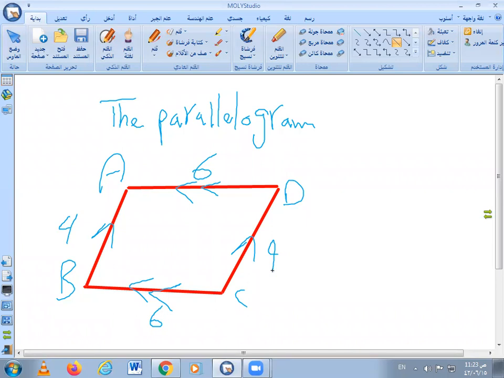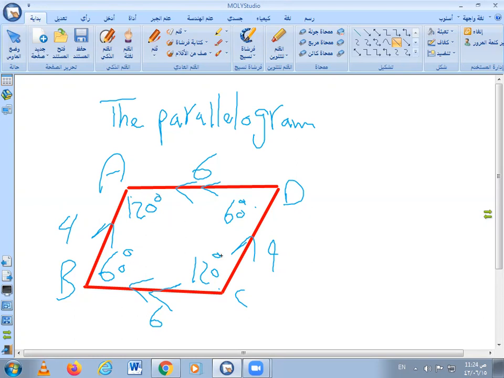The second property: each two opposite angles are equal in measure. Here angle A and angle C are called opposite angles, and angle B and angle D are called opposite angles. If the measure of angle B is 60 degrees, then its opposite angle D also measures 60 degrees. And if the measure of angle A is 120 degrees, then the opposite angle C also measures 120 degrees. Again, the two opposite angles are equal in measure.